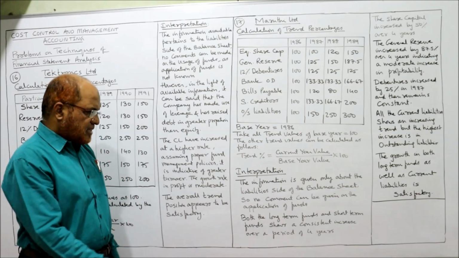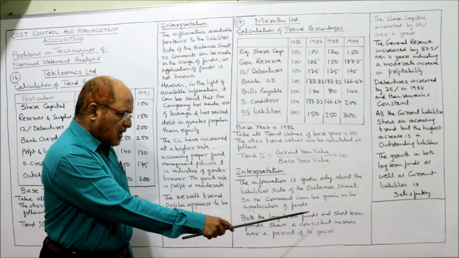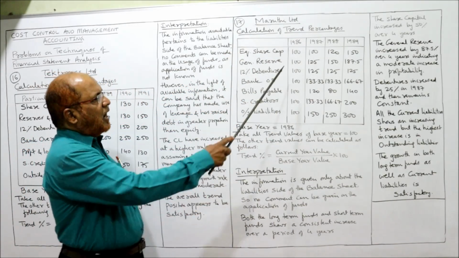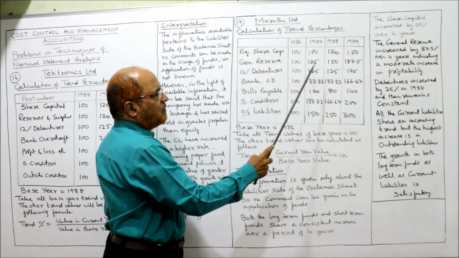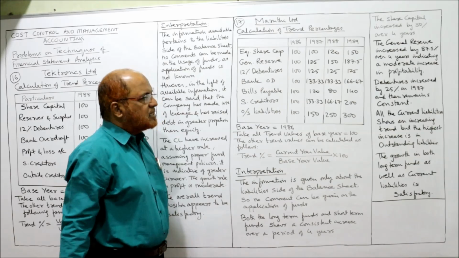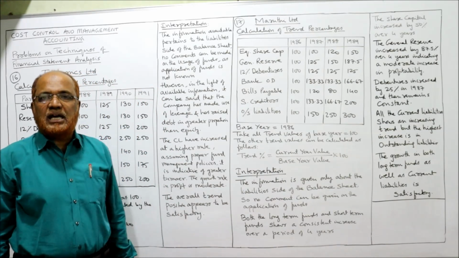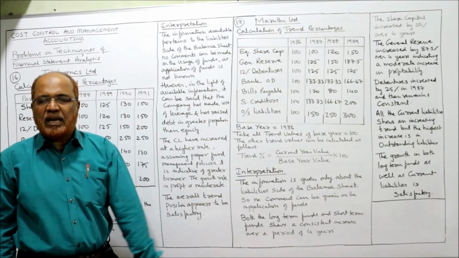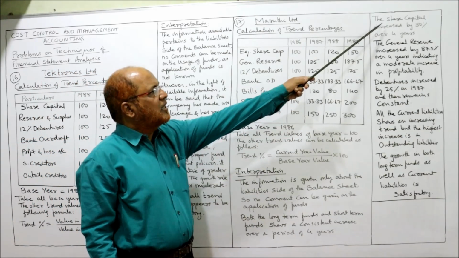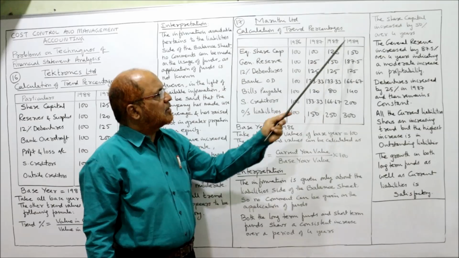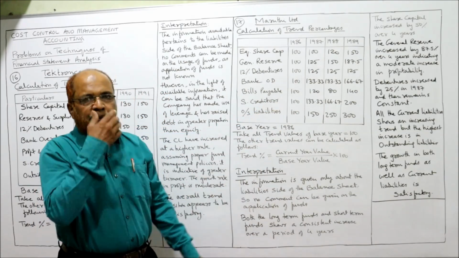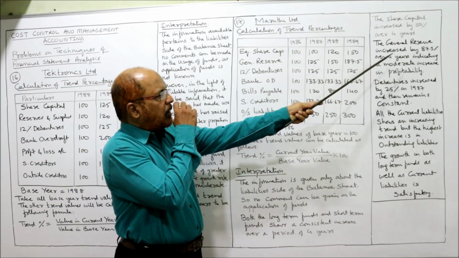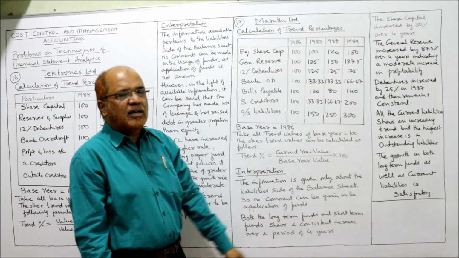That's the first point. Second, both the long-term funds and short-term funds show a consistent increase over a period of 4 years. So what do you observe from this? 100 to 150, 100 to 187.5, 100 to 125. All the values you can see here are consistently increasing. So we can say all the long-term funds and current liabilities are showing an increasing trend over 4 years. The share capital increased by 50% over 4 years. So 100 to 150. That means 50% it has increased over a period of 4 years. The general reserve increased by 87.5% over 4 years, indicating moderate increase in profitability.